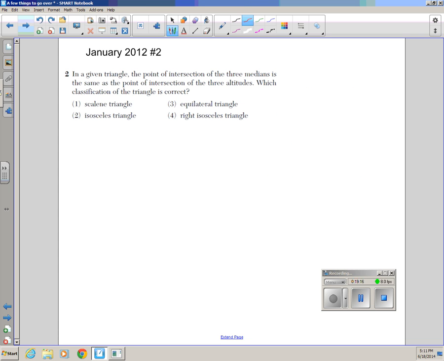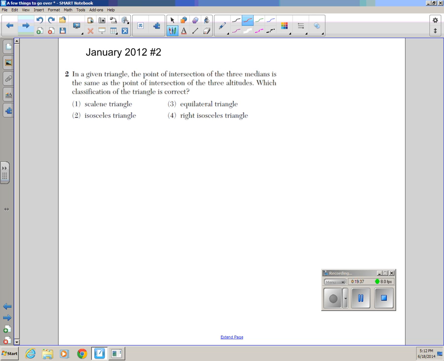Okay, one more. January 2012, number 2. In a given triangle, the point of intersection of the 3 medians is the same as the point of intersection of the 3 altitudes. Which classification of the triangle is correct? Well, we can kind of go through these and try to draw them out.